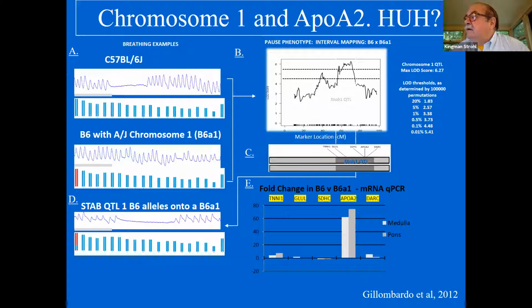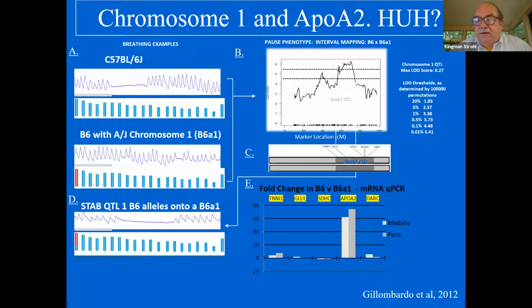And then we took that kind of area and we actually bred it back onto a B6A1. This was Carl Gilombardo who did this. He's now a cardiology fellow over at UH, but he did this. It was hard work. You had to figure out what it is. You had to figure out where these genes were. You had to be able to do it. And once he bred it back into a B6A1, remember, a regular breather, he could get that pause phenotype back. So that proved it was a genetic element rather than some sort of susceptibility to something in the laboratory or whatever it was.